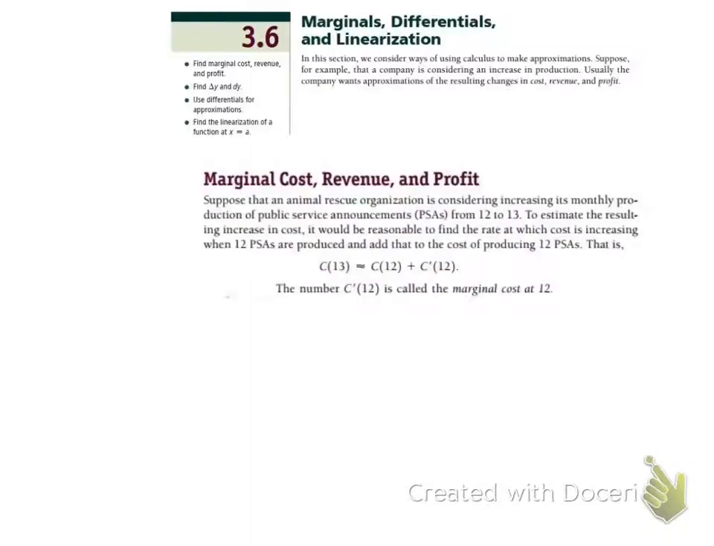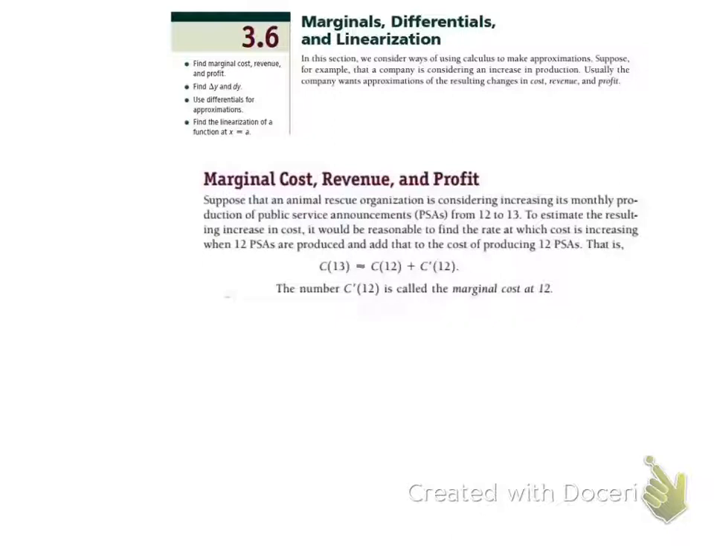So to get a picture of what we're talking about, suppose that we have some animal rescue organization, and currently they're doing 12 public service announcements, but they're thinking about switching to 13. So they're increasing the number per month. So they want to know how much extra this is going to cost them to do 13 instead of 12 PSAs.